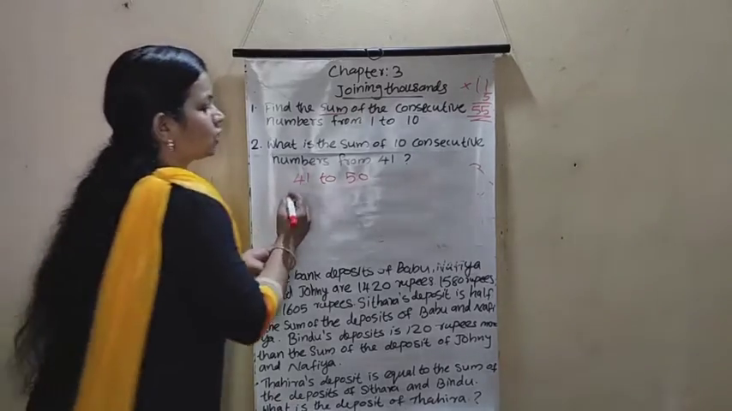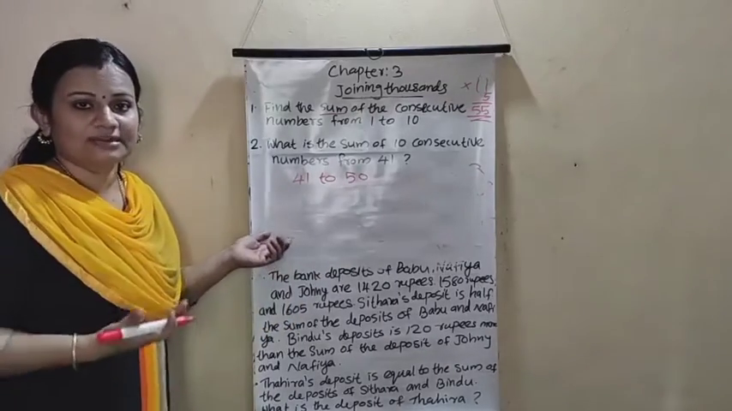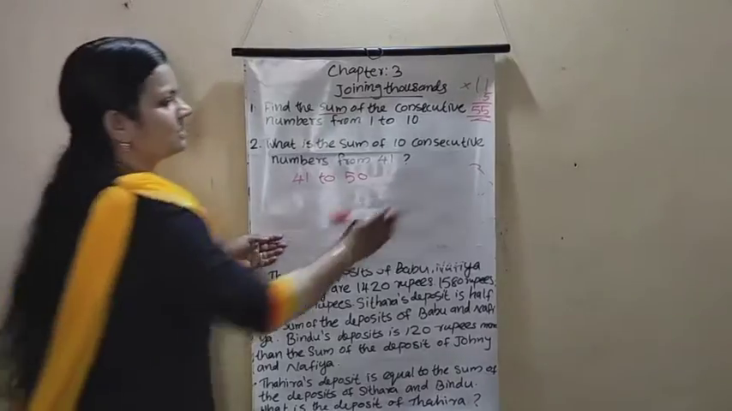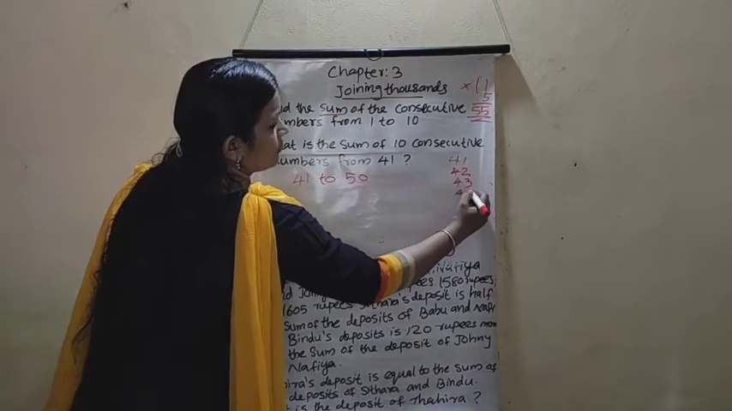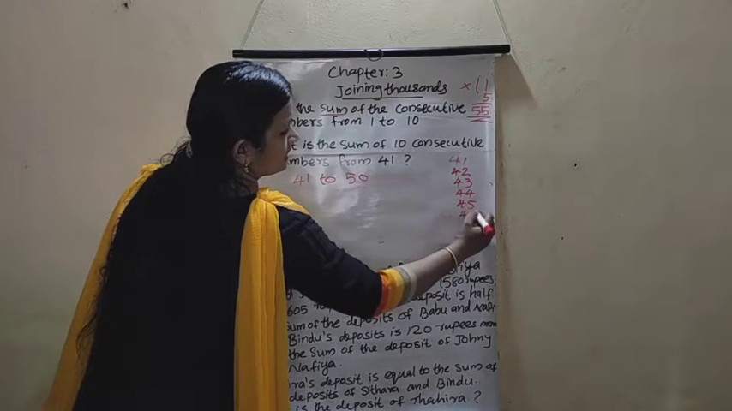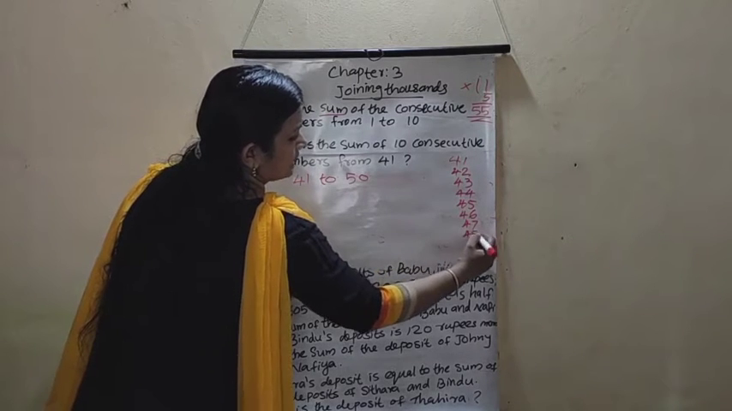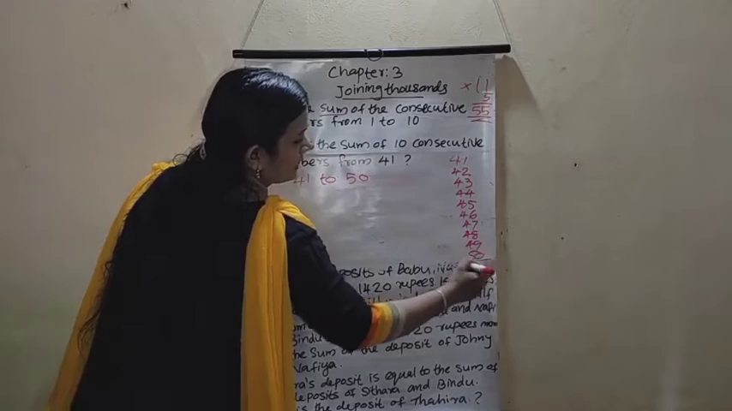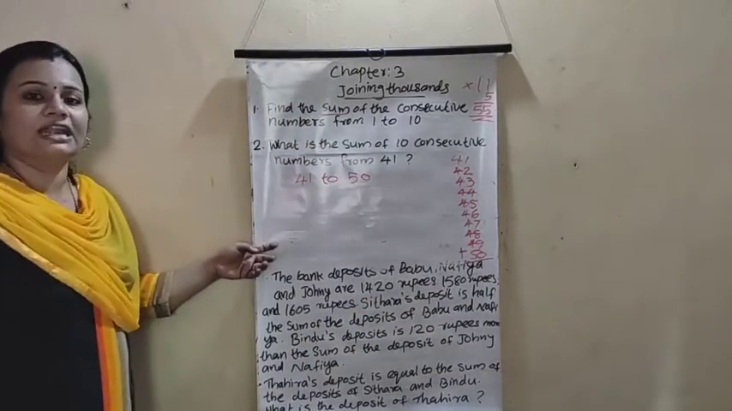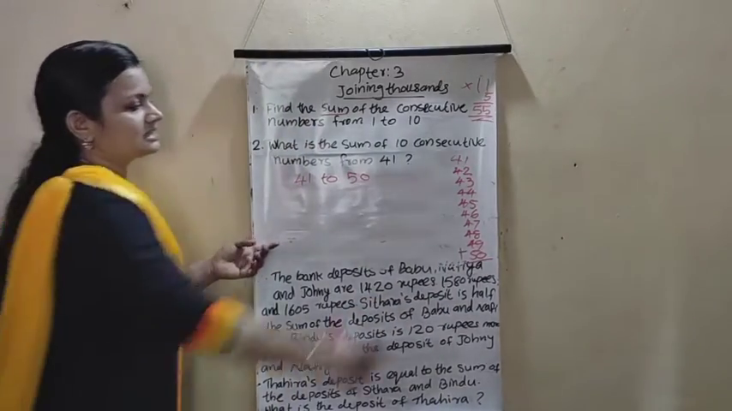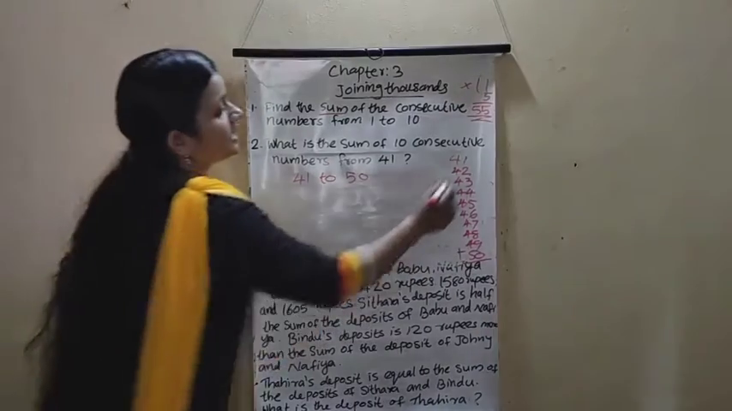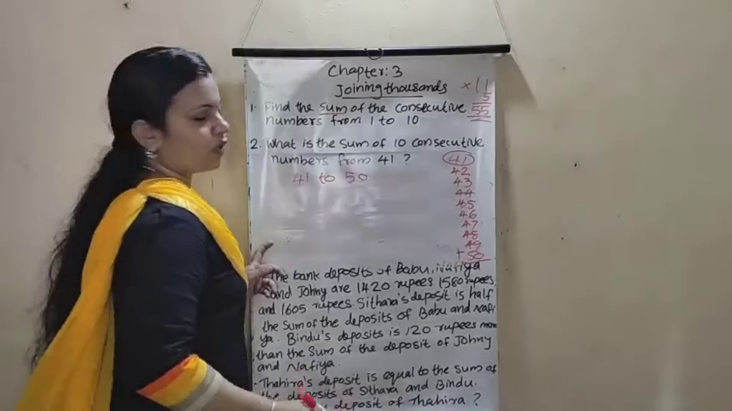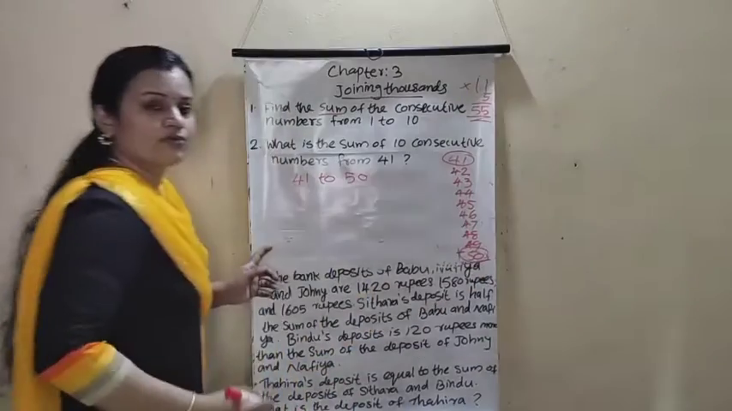Then you use the shortcut method. How to write the shortcut method? First number plus what are the numbers? 41, 42, 43, 44, 45, 46, 47, 48, 49, 50. Then add these 10 numbers. Take your rough book and add these 10 numbers. We are using the shortcut method only here. The first number is 41 and the last number is 50.